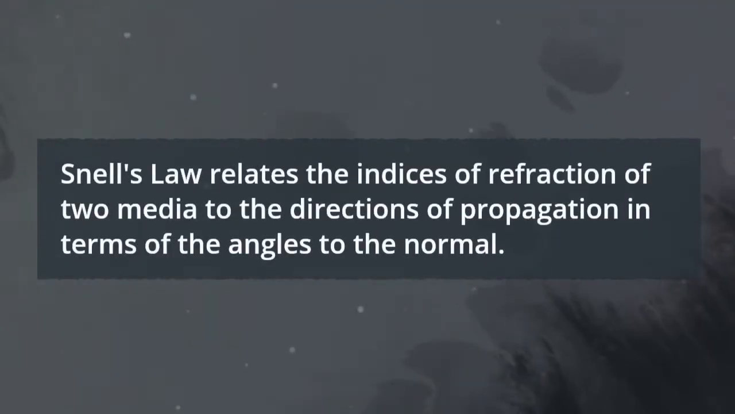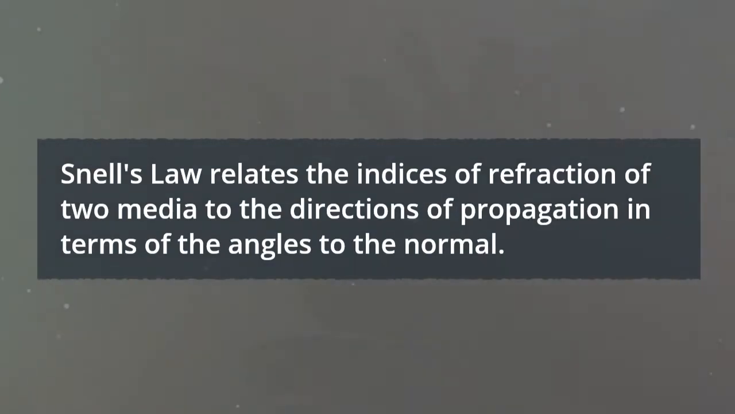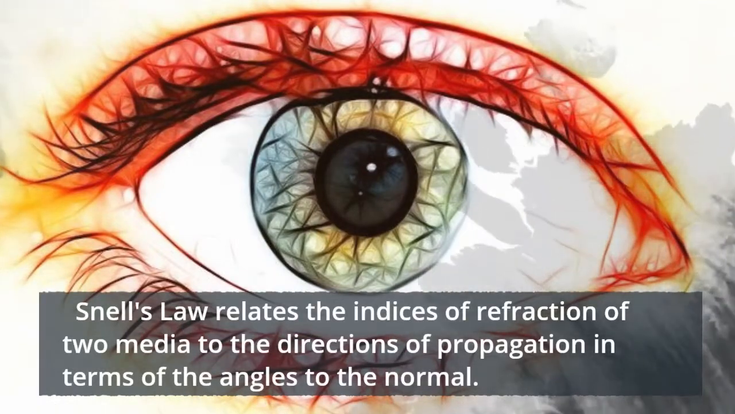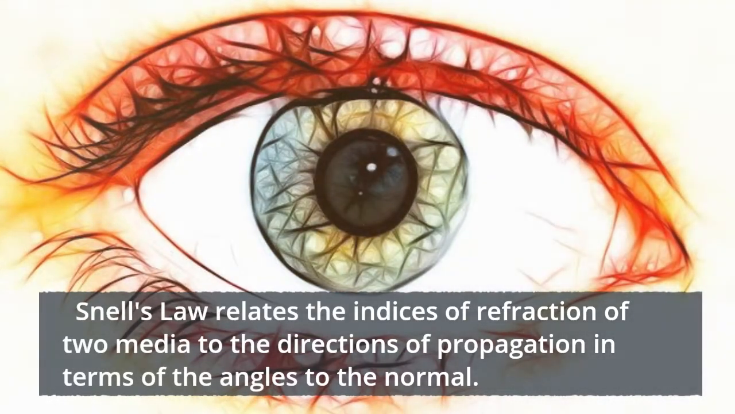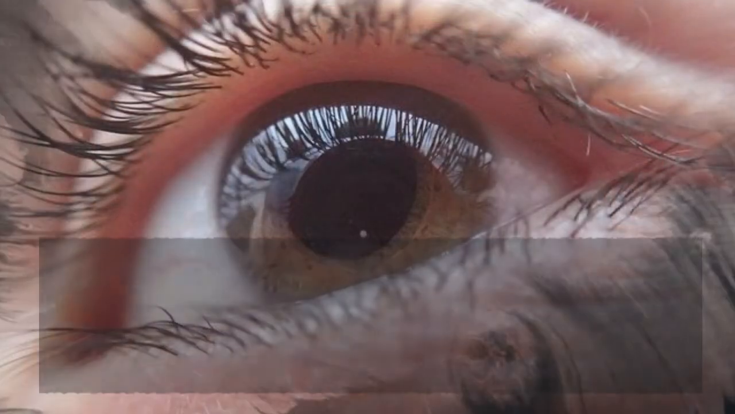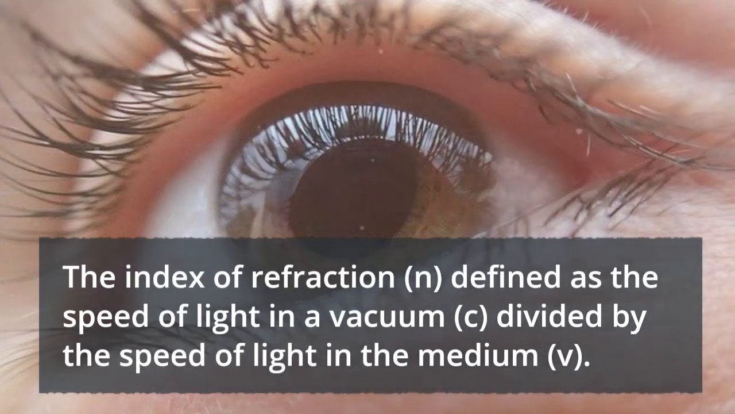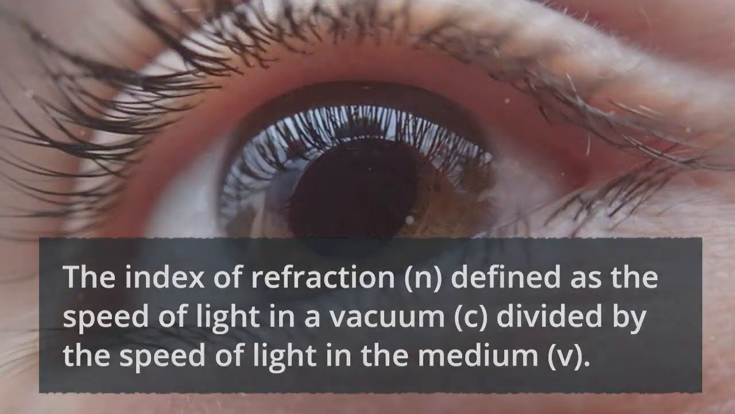Snell's law relates the indices of refraction of two media to the directions of propagation in terms of the angles to the normal. The index of refraction, n, is defined as the speed of light in a vacuum, c, divided by the speed of light in the medium, v.